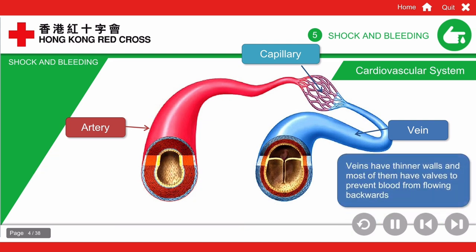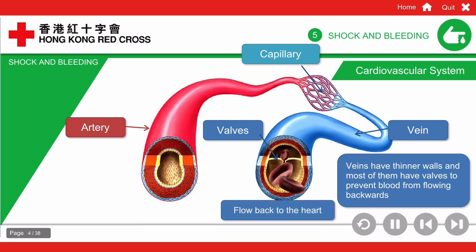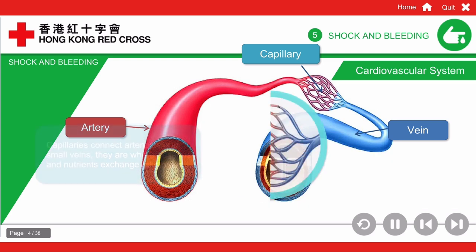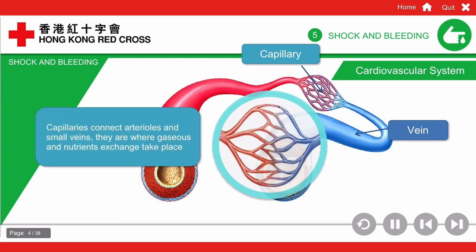Veins have thinner walls and most of them have valves to prevent blood from flowing backwards. Except pulmonary veins, all veins carry deoxygenated blood from different parts of the body back to the heart. Finally, capillaries connect arterioles and small veins. They are where gaseous and nutrients exchange take place. Just like in a freight transfer station, our body cells load oxygen and nutrients from the blood and unload carbon dioxide and wastes.